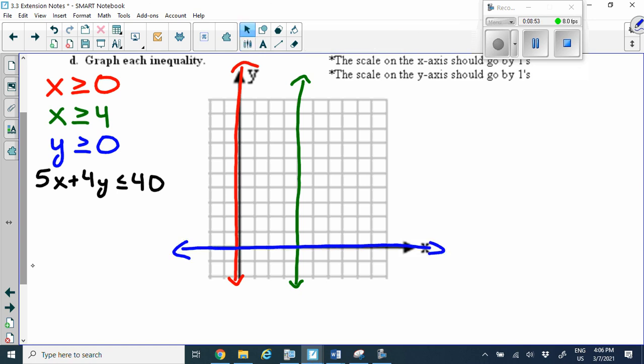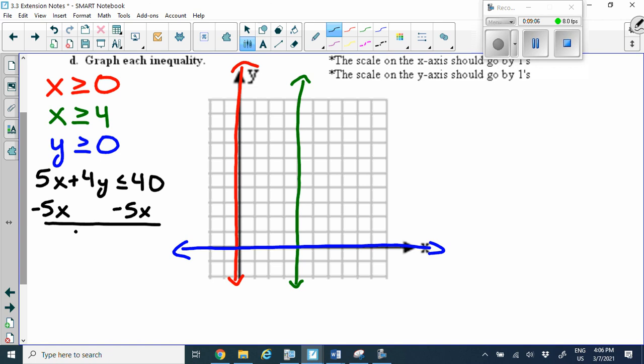Now, the last one, 5x plus 4y, which is less than or equal to 40, I do need to solve for y in order to graph. So the first thing I need to do is subtract 5x from both sides. Remember, I have to get it into that mx plus b form. So now 4y is less than or equal to negative 5x plus 40.